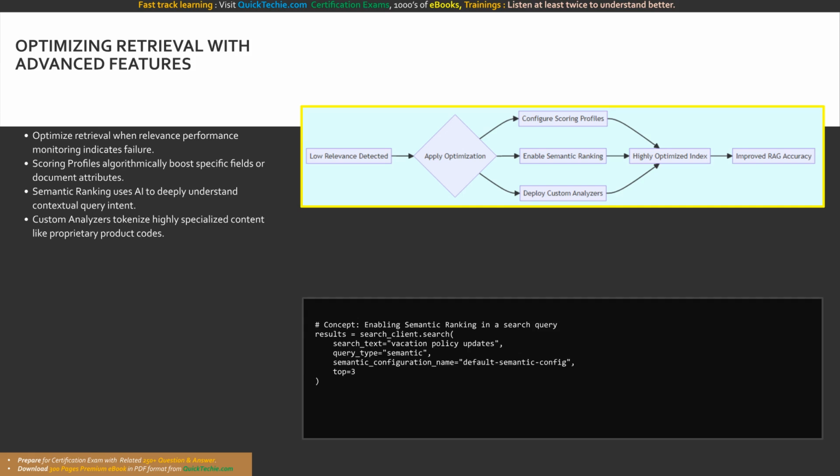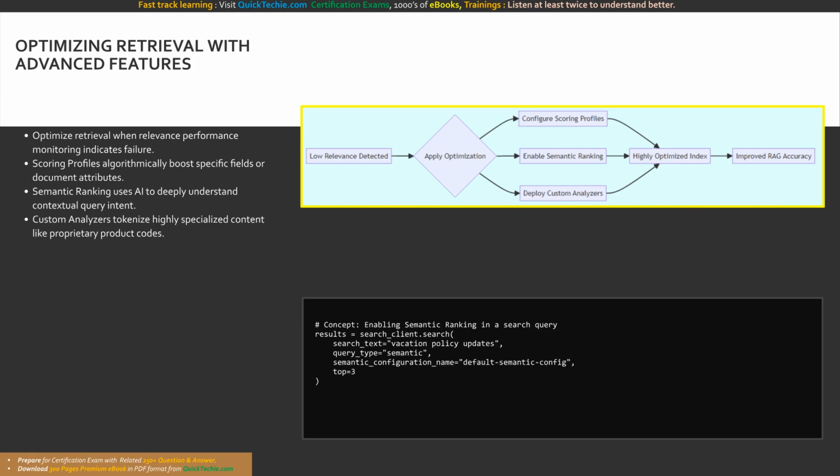By deeply analyzing your system's relevance performance telemetry, you can precisely tune your scoring profiles, toggle semantic ranking, and deploy custom analyzers to definitively resolve any identified retrieval bottlenecks. This continuous cycle of rigorously measuring relevance and aggressively applying these powerful optimization features completely guarantees that your generative AI agents always receive the most accurate data.